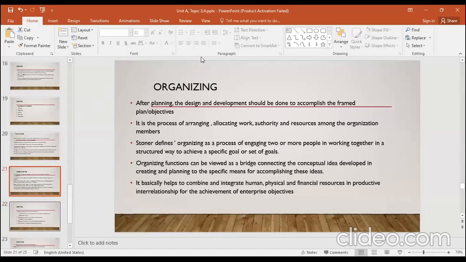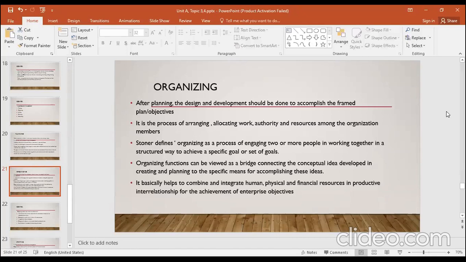Next is the organizing function. Organizing comes after planning. It is basically about arranging or allocating work, authority, or resources among the organizational members. As the name itself tells, organizing means to organize the events we have expected in the planning, to organize those activities according to the plans that we have made. Therefore, after planning, the design and development should be done to accomplish the framed plans or objectives.